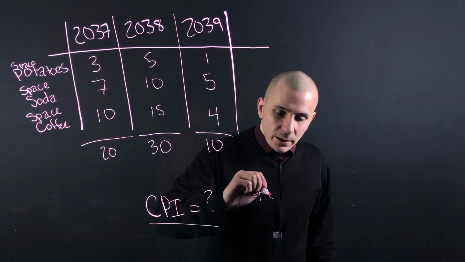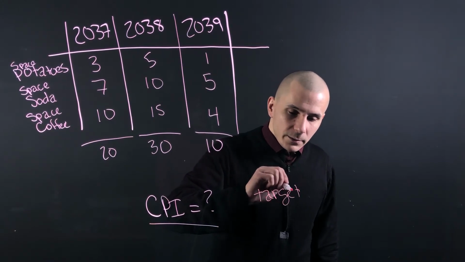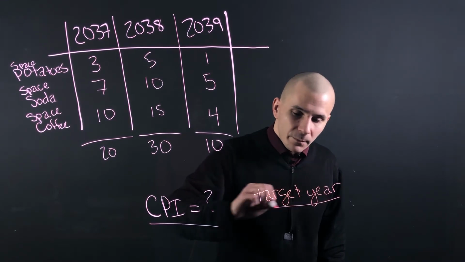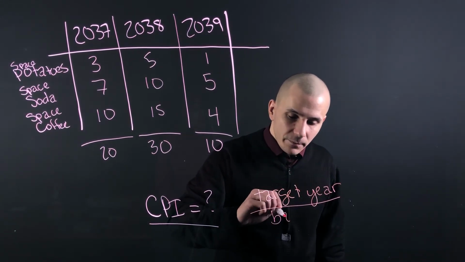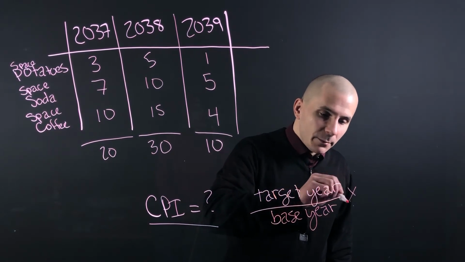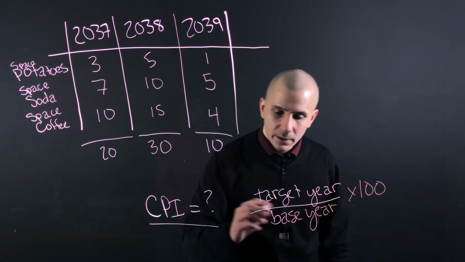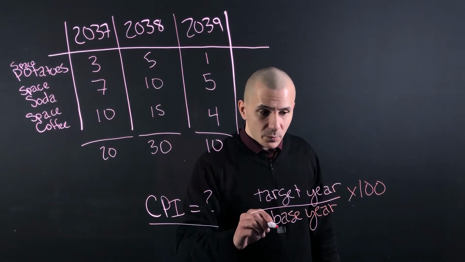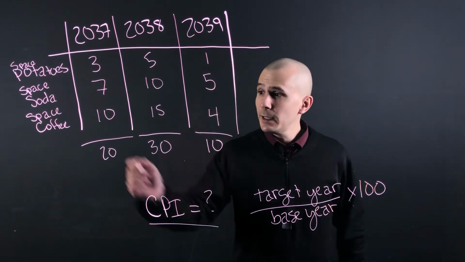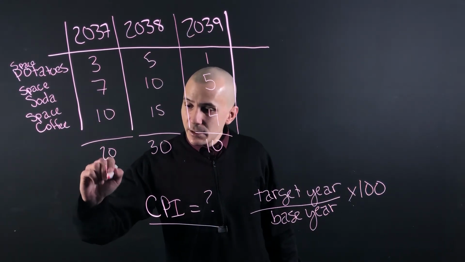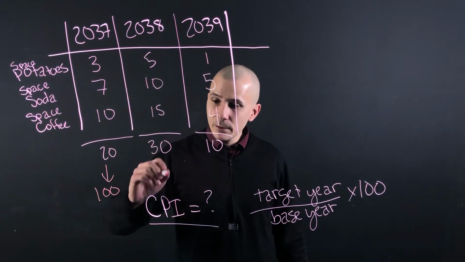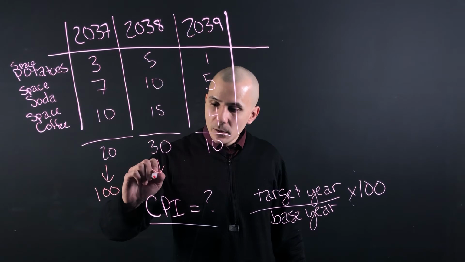Now, if 2037 is our base year, our equation of CPI is that we are taking our target year and putting that over our base year and then multiplying it by 100. With 20 over 20 times 100, you're going to get your base value of 100. And here with 30, we're going to end up with 150.